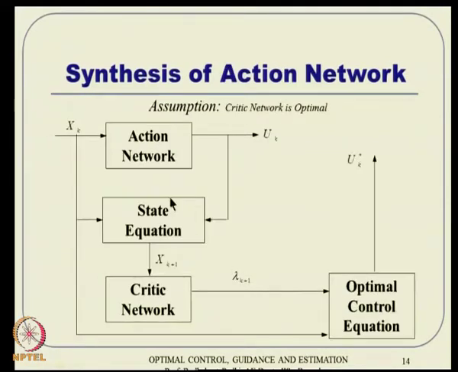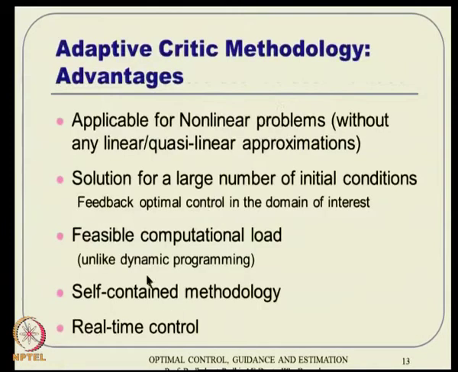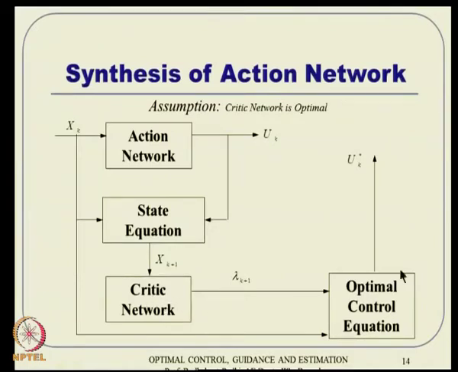But what you are doing here? You are assuming the critic is optimal and you are changing this actually. So, what you are telling here is this action network is not yet fully trained, partially trained, let us say, but using this I am actually training the co-state equation. But once I train the critic network, I have actually changed this network already here. So, there is a necessity of retraining the action network again.